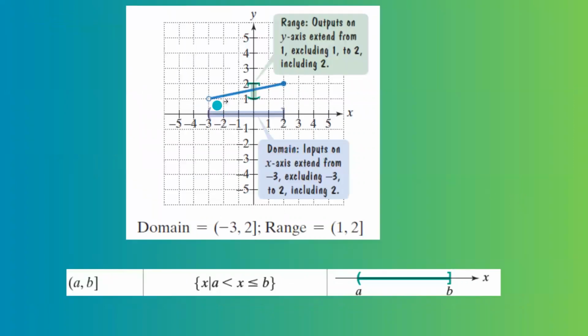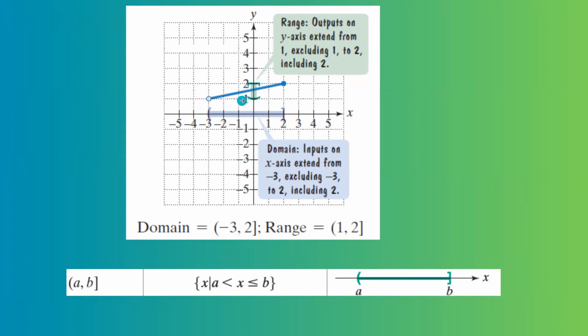For example, this is a function. The initial point is not on the graph. The terminal point, however, is part of the graph. The domain on the x-axis starts at -3, but -3 is not included because of the open circle. And it stops at 2. 2 is included in the domain because of the terminal point. So we can represent the domain as parenthesis -3, 2 in brackets.